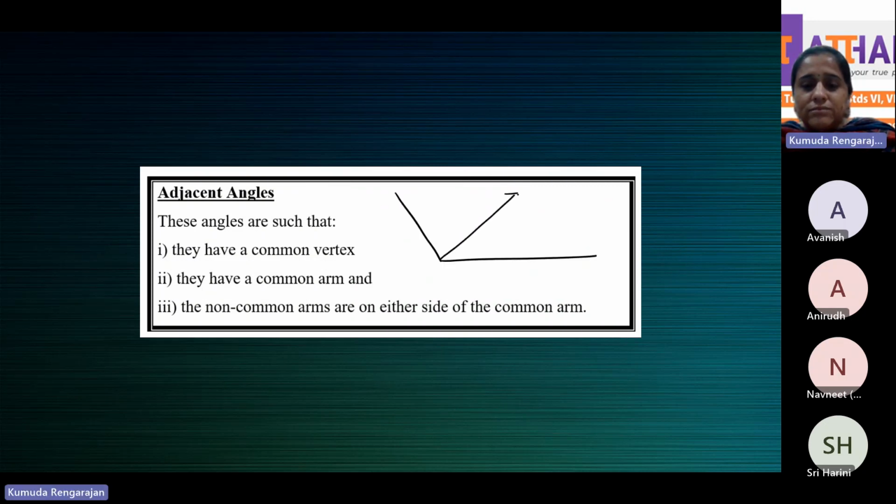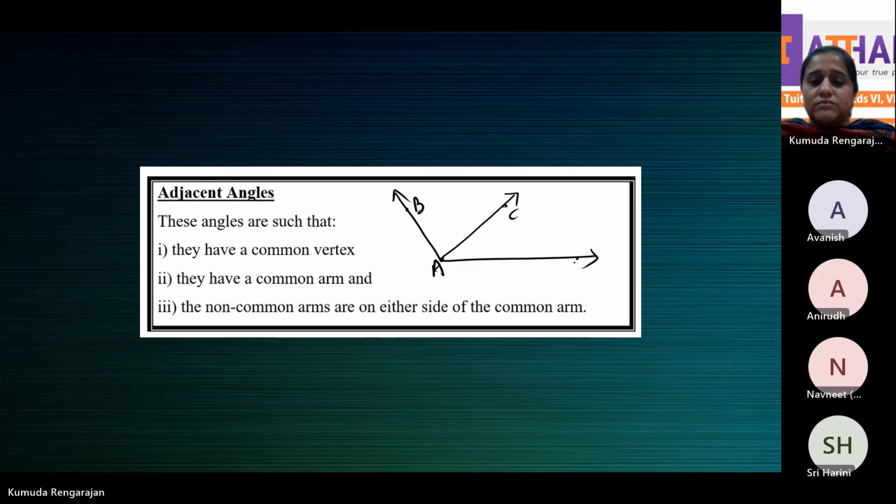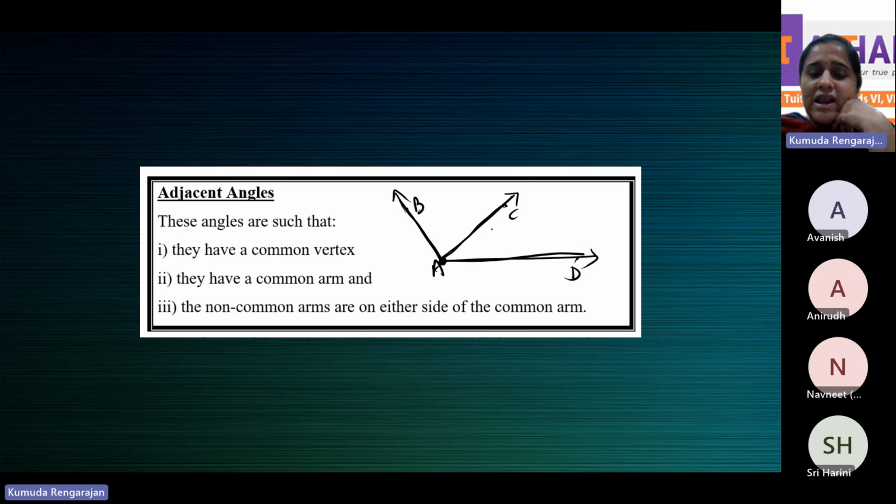So in this figure, the two angles are BAC and DAC. The two angles have a common vertex A. They have a common arm AC and their non-common arms AB and AD lie on either side. That is, one arm is on this side, the other is on the other side. Their non-common arms lie on either side of the common arm. So such angles are called adjacent angles.